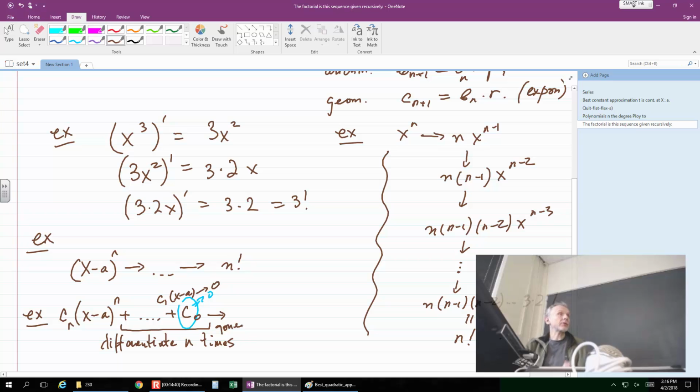After n differentiations, the lower degree terms will be gone. Okay, and you will be left with the same differentiation we just saw right above, or on the left, on the right. There will be, once again, c_n times n factorial. So c_n is just a coefficient, and the differentiation of a power function of degree n will give you n factorial.